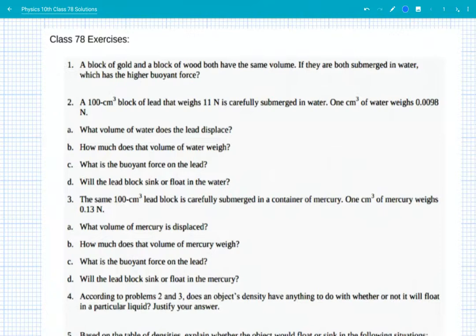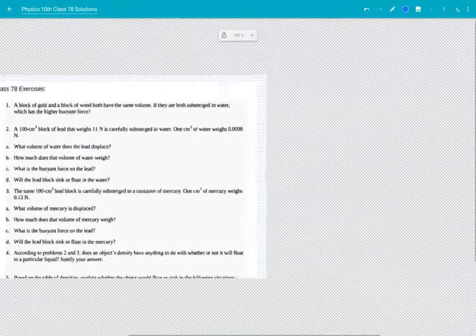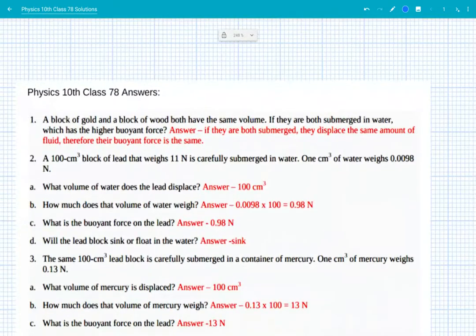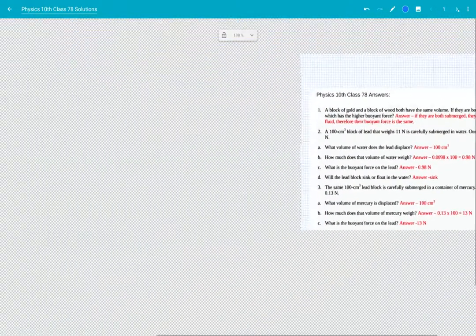Let's go. Number 1. A block of gold and a block of wood both have the same volume. If they are both submerged in water, which has the higher buoyant force? Well, buoyancy depends on the mass of the fluid displaced times gravity. The fluid in both of these situations is the same. Therefore, they will have the same buoyant force. Their buoyant force is the same.